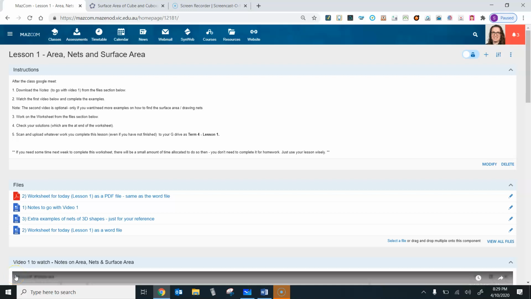This term in Enhanced Maths, we are looking at the topic of measurement. We are mainly focusing on volume, but this week in lesson 1, we're looking at area, net, and surface area, something which you may have some idea about already.